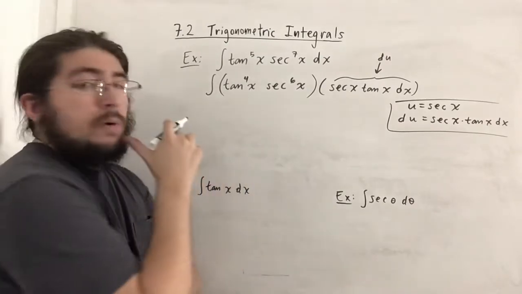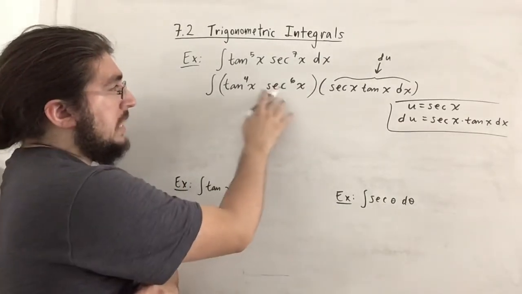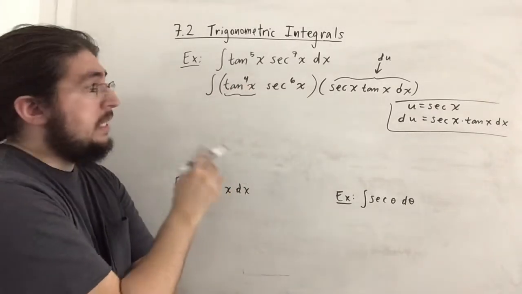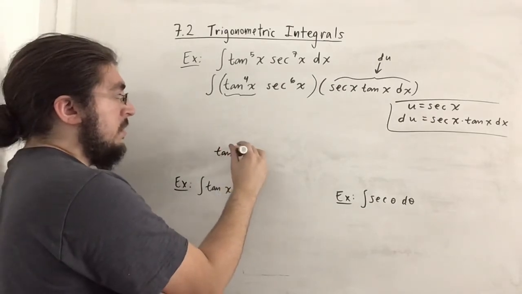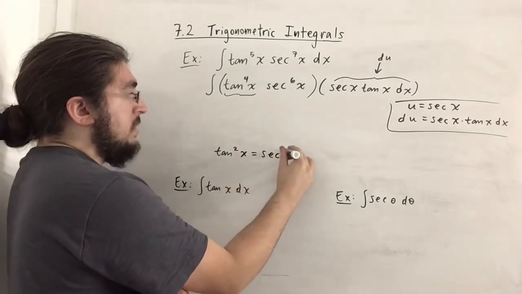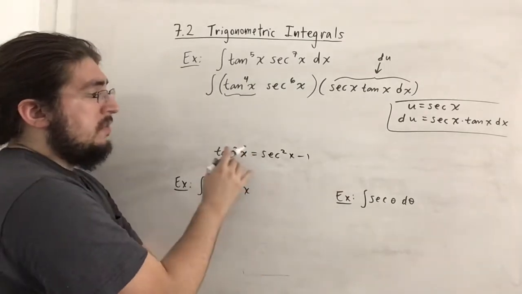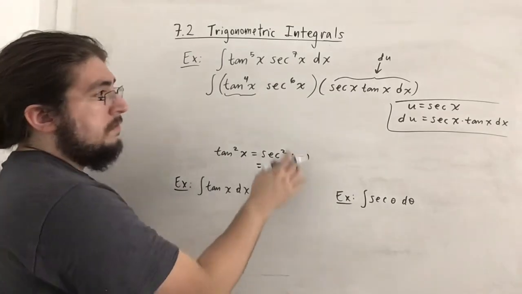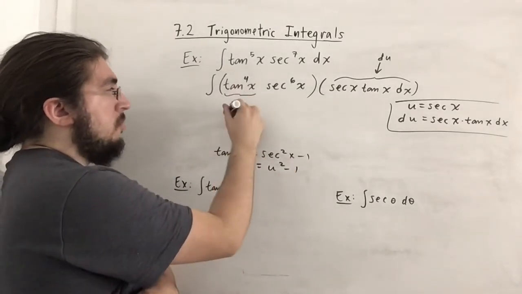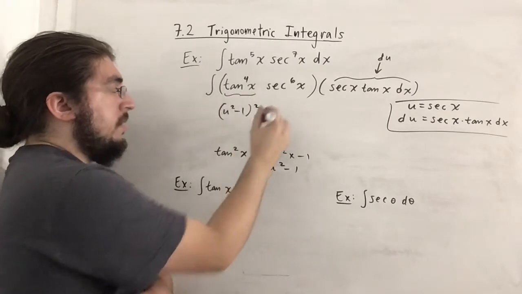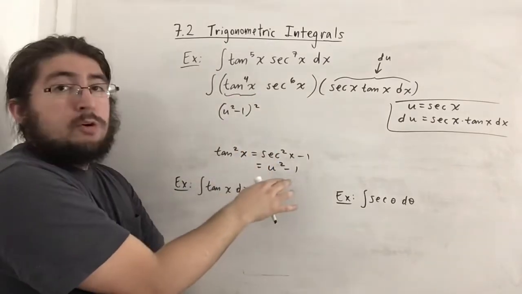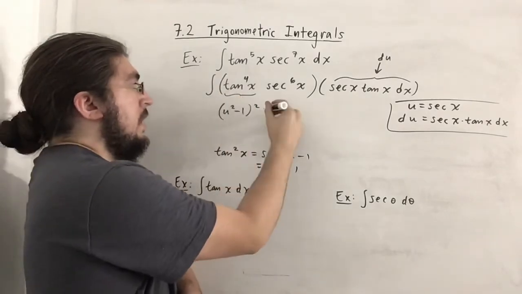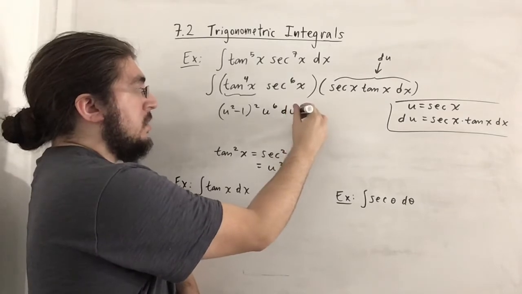So if u is going to be secant, then this is going to be u to the 6th, and we need to write the rest in terms of secant. Now remember that tangent squared plus 1 is secant squared, so tangent squared is equal to secant squared minus 1. And this is tangent to the fourth, which is this squared. Since secant is u in this case, tangent to the fourth will be u squared minus 1, all squared. Again, because tangent squared is u squared minus 1, but tangent to the fourth is tangent squared squared. And then times u to the sixth, and then times du. Perfect.